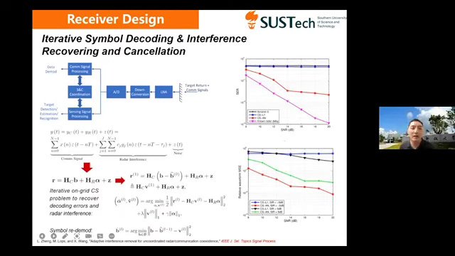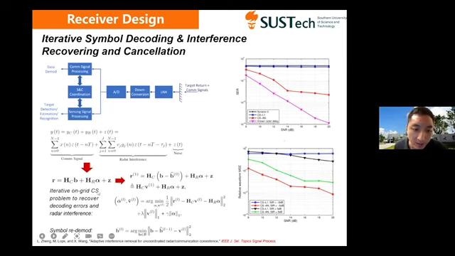Then this provides us insight on how to design a practical ISAC receiver. Again, we look at this block diagram. We have the communication signal, we have radar interference, and we have noise, and it can be arranged into a matrix version like this. The idea is to do iterative symbol decoding and interference recovery and cancellation. This is obviously based on the SIC decoder design.